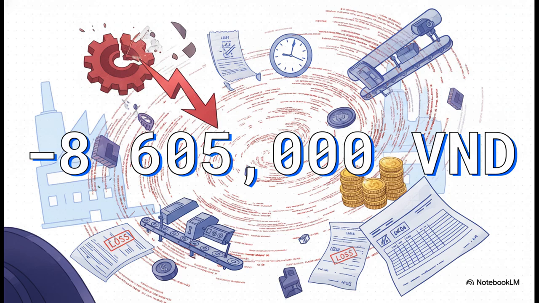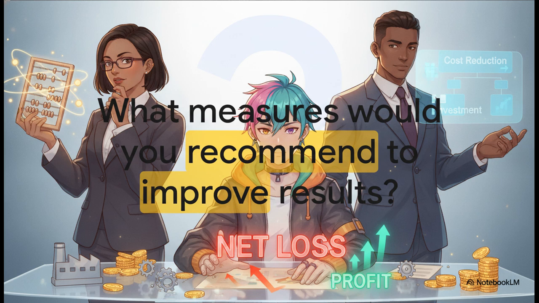This is an incredible lesson in management, guys. You can calculate production costs perfectly, you can sell products at a great gross margin, but if your operating expenses are out of control and your timing on asset disposals is poor, you're still going to lose money. So, I'm throwing this question to you. If you were the chief accountant sitting in a boardroom right now, staring at that net loss, what measures would you recommend to turn things around next month?